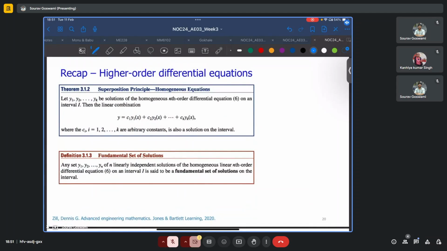Again, higher order differential equations were something Professor Day touched upon in this week's lectures, especially towards the later half. And when dealing with higher order differential equations, something called the superposition principle comes into the picture. And as we have been discussing, the ordinary differential equations given to us will have an RHS. That RHS can either be zero or non-zero. If it is zero, the equation is called homogeneous.